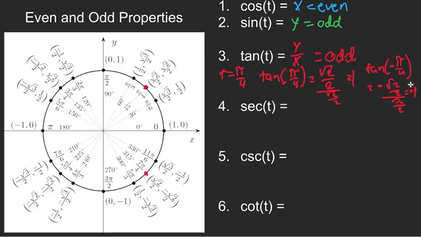So we can see that tangent of positive pi over 4 equals 1, and tangent of negative pi over 4 equals negative 1, which is the negative value of tangent of pi over 4. So this fits the definition of an odd function.